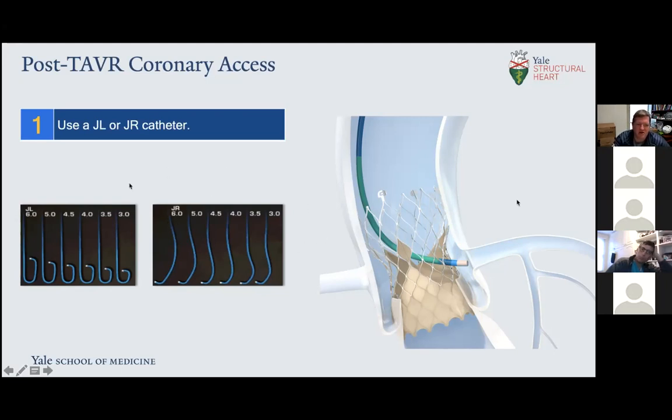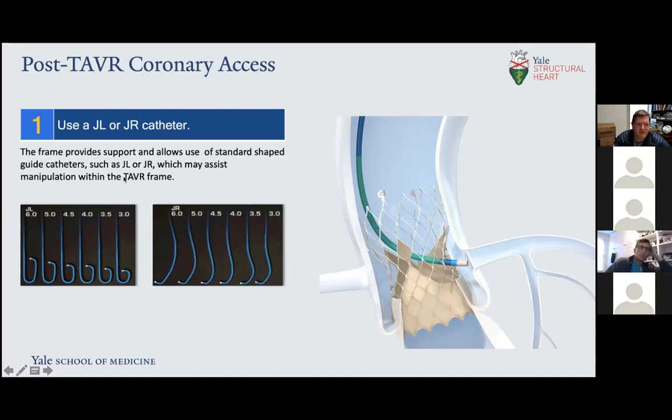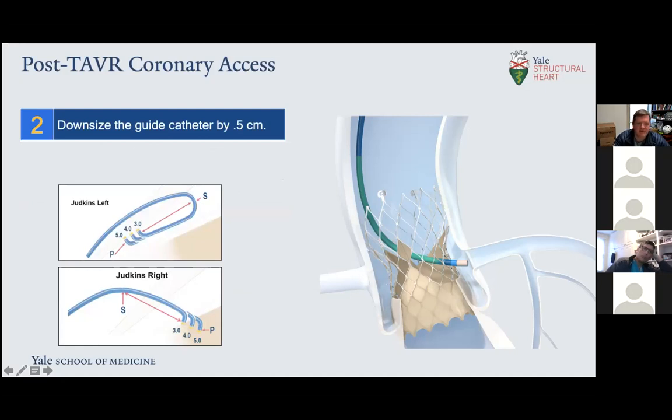As you know, JRs and JLs come in a variety of sizes. I rarely use JL guiding catheters when doing coronary interventions in native coronaries, but that's my go-to guide when I'm doing transcatheter valves, especially Evolut valves. Again, as we talked about, the frame provides support, which allows for the use of the standard shape catheter. The second thing is, because of the way this frame works, try downsizing by 0.5 centimeter. Whatever you would have done, try downsizing by 0.5 centimeter, and you may find that that helps you.